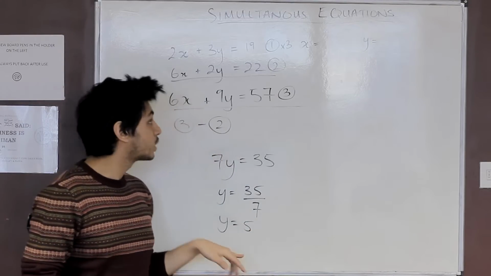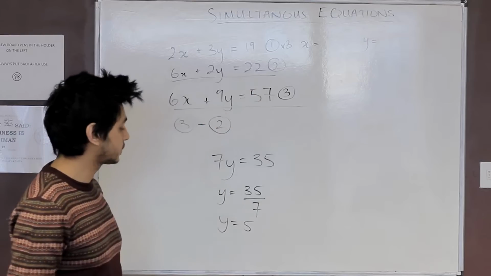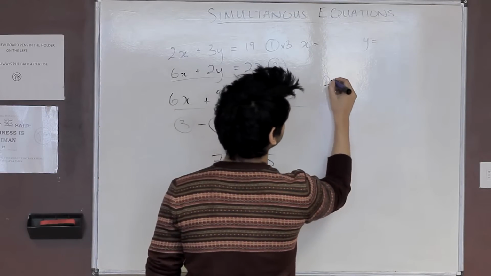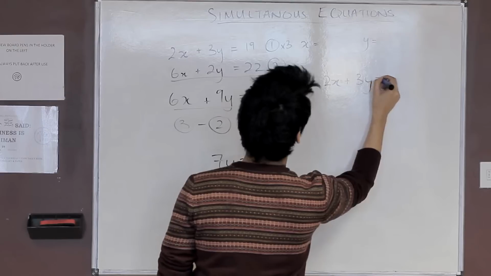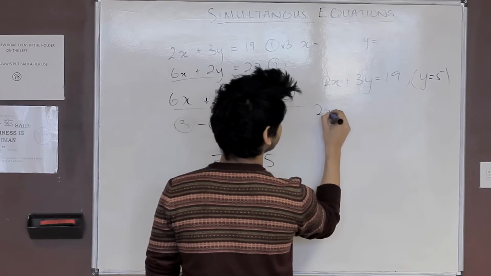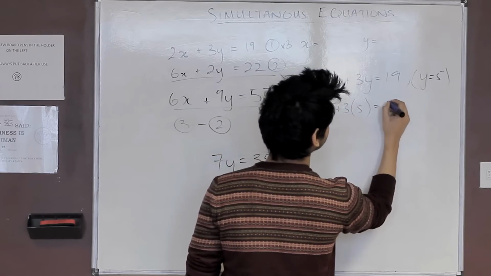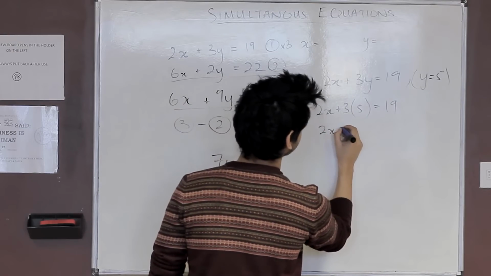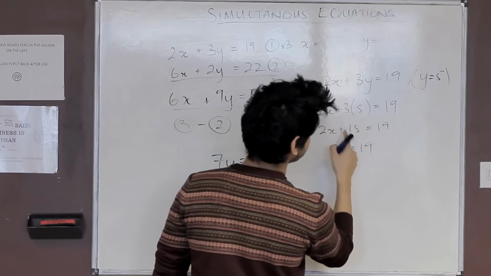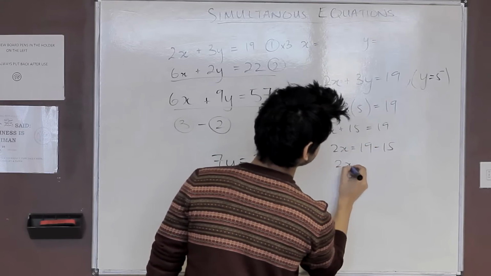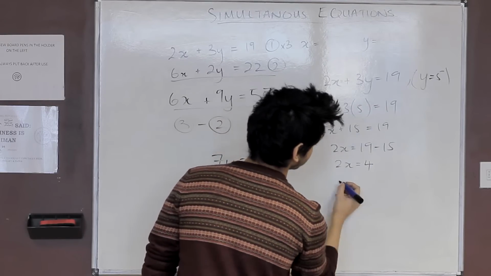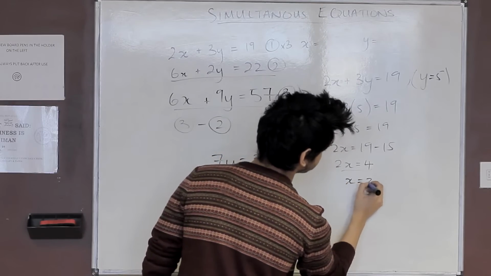Now that we've worked out our value for y, we can plug this into our original equations to work out x. So let's try this. We've got y equals 5. Let's substitute into our first equation. We've got 2x plus 3y equals 19. If y equals 5, we get 2x plus 3 times 5 equals 19. This works out to be 2x plus 15 equals 19. If we rearrange this, 2x equals 19 take away 15, so 2x equals 4. Remember, when you're taking 15 to the other side, the sign changes. So if we simplify this final line, we get x equals 2.